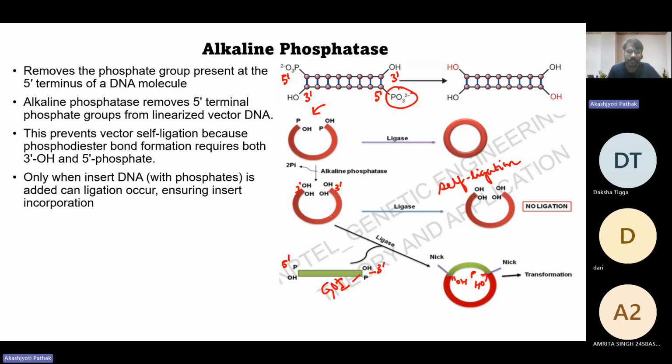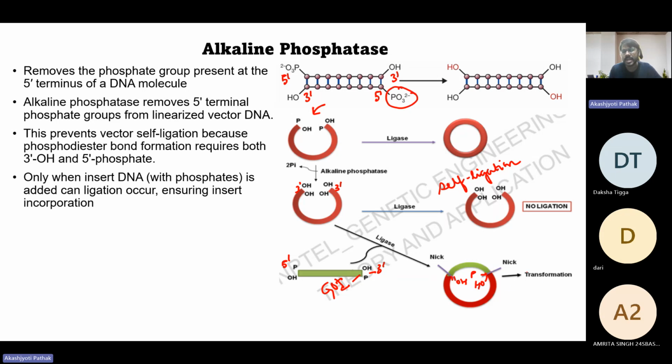Okay, because you have treated the vector with alkaline phosphatase. Now all the phosphates have been converted into OH. So all these 5 prime, 3 prime, 3 prime, 5 prime ends have OH, OH, OH, OH. Okay, so how will it ligate? What happens basically is it is not able to ligate. So there are nicks. It is not ligated. There will be broken ends.